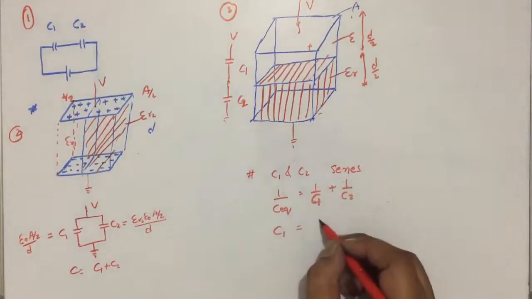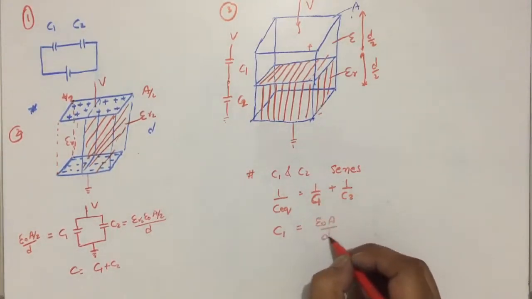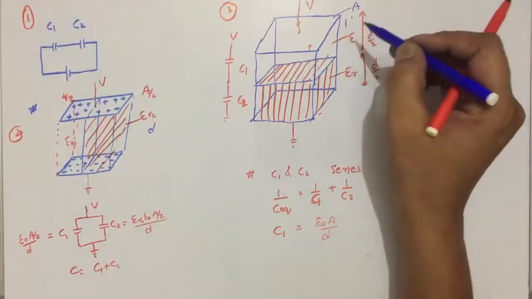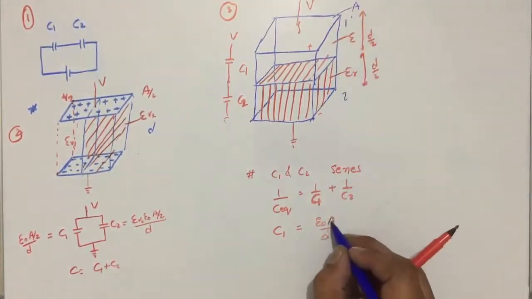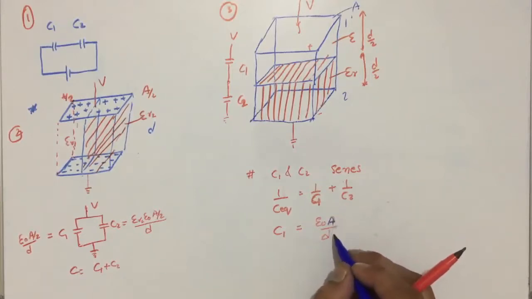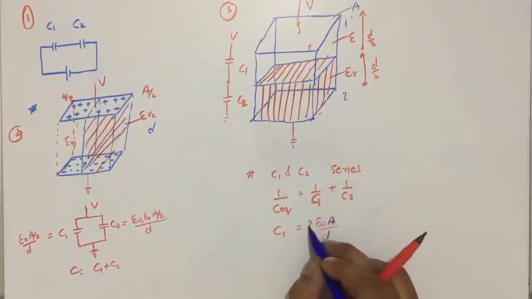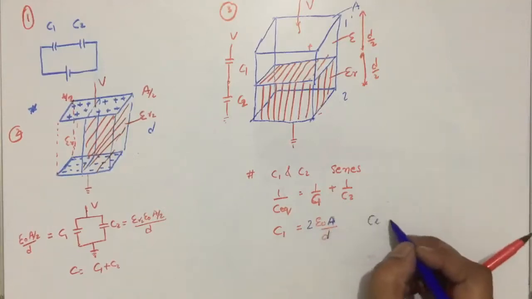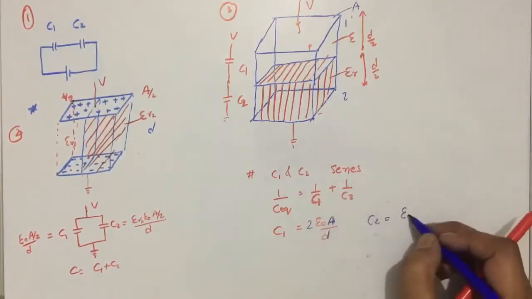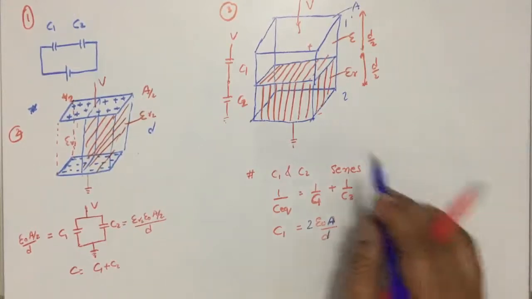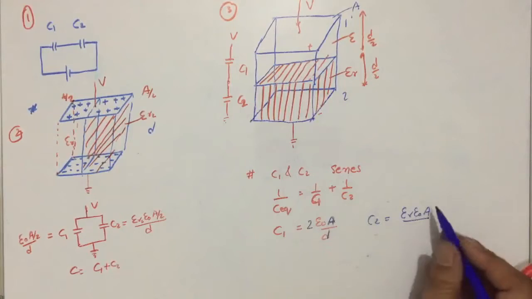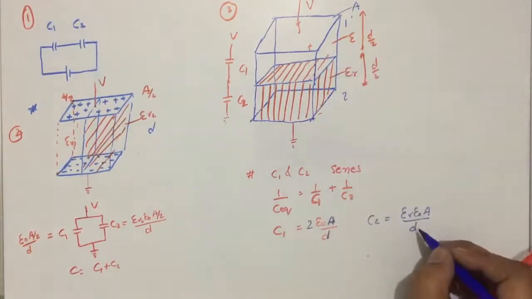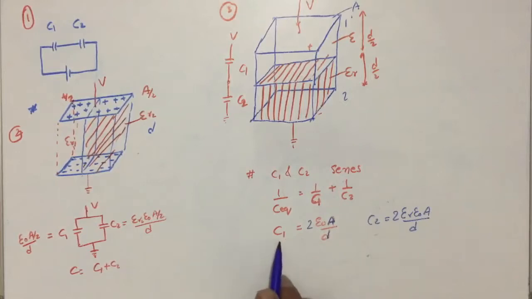And C1 will be epsilon naught A by D. If it is considered as 1, it is considered as 2, epsilon naught A by D1. D1 is D by 2. And similarly C2 is epsilon R epsilon naught A, which will remain the same, by D. D2 is nothing but D by 2. Now we know C1 and C2, so we can find the equivalent capacitance from here. In this way, we can find the equivalent capacitance.